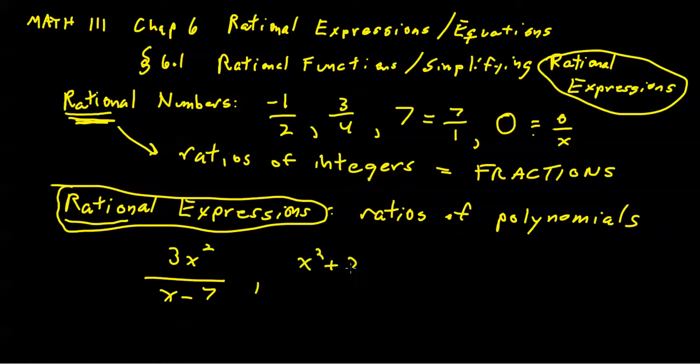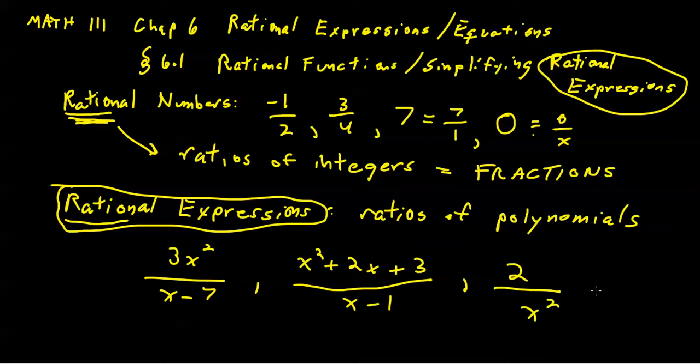Some polynomials are simple, some polynomials are complicated. x squared plus 2x plus 3 over x minus 1 is a rational expression, a ratio of polynomials. Remember, a polynomial is a sum of monomials, so all monomials are polynomials. So 2 over x squared is indeed a rational expression, etc. We'll be dealing with lots of rational expressions today.